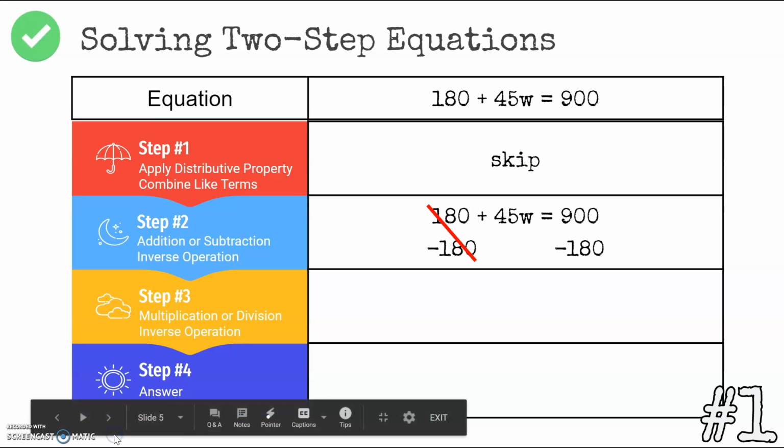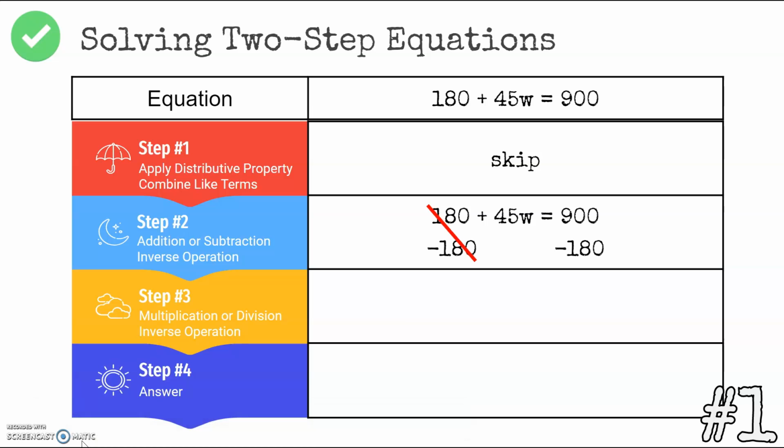Whoops, sorry, this keeps popping up. Then I do the negative 180 on both sides of the equal sign. I bring down what I didn't use, 45W. 900 minus 180 equals 720. Notice how I keep everything on whatever side it's on of the equal sign.